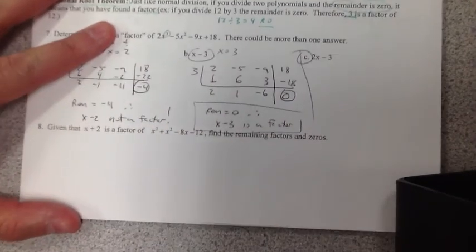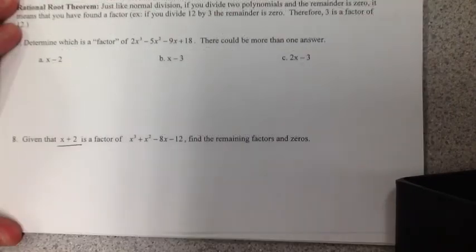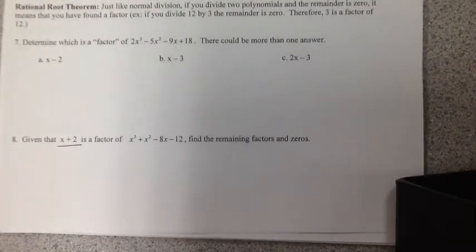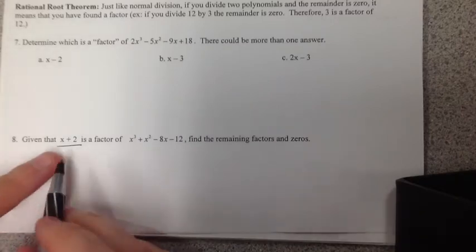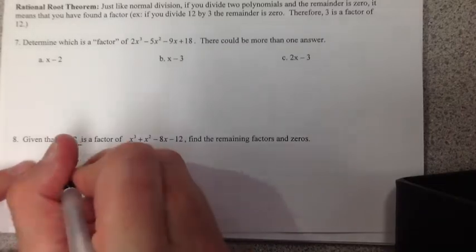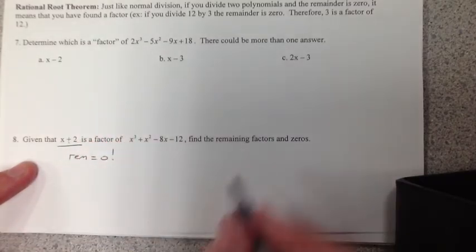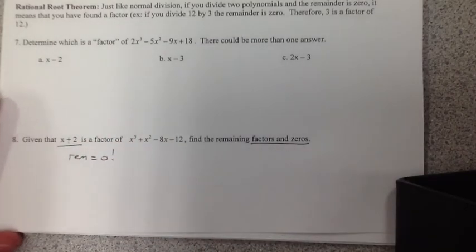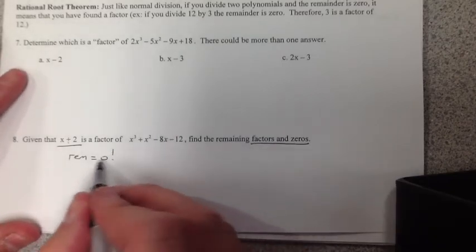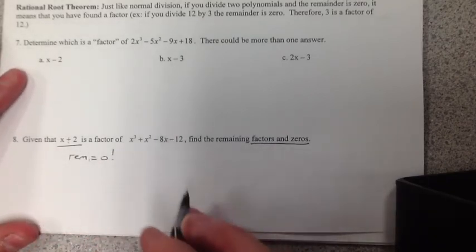All right, now, how do we use this? If we're given x plus 2 as a factor, now we're going to take a look at it as an application of the rational root theorem. If I'm given that x equals negative 2 as a factor, that means that the remainder equals 0. And we want to find the remaining factors and zeros. So I can just divide it because I know the remainder is 0. I'm going to divide it.